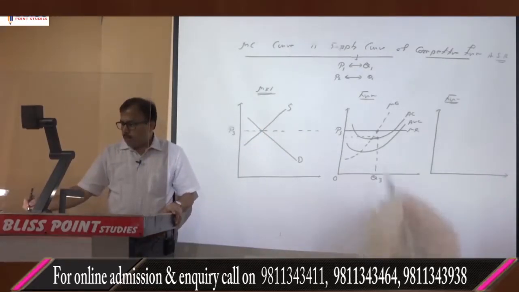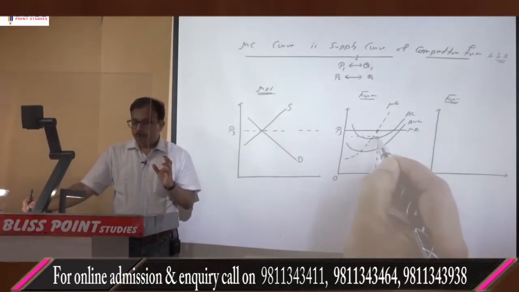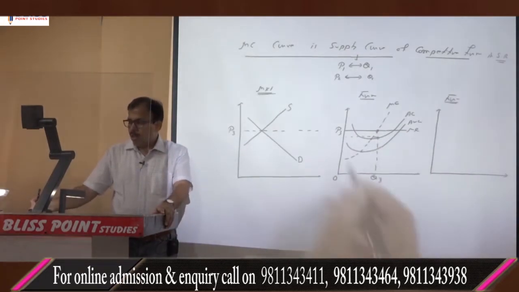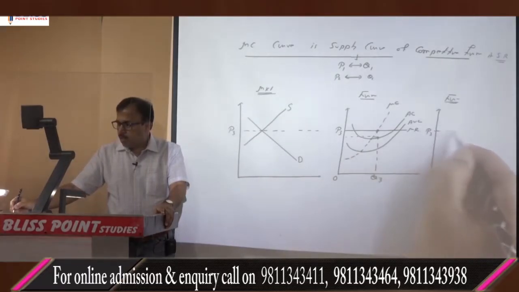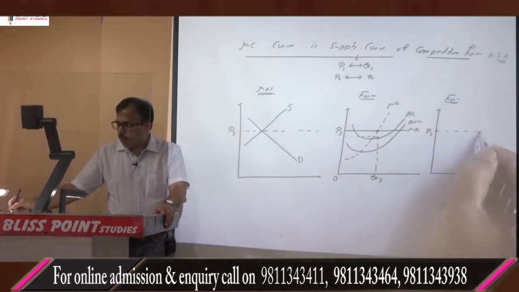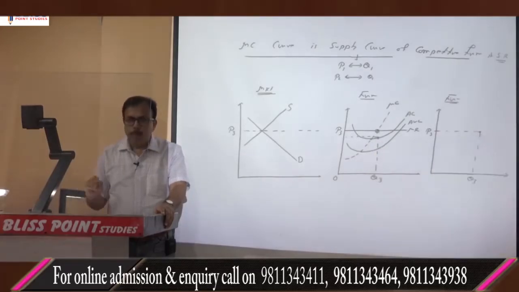For this quantity, price is more, average cost is less. So firm is making supernormal profit. So firm will supply quantity Q3 at price P3. So at price P3, quantity supplied will be Q3. So I just marked 1 point here. इस point को यहाँ plot कर दिया.